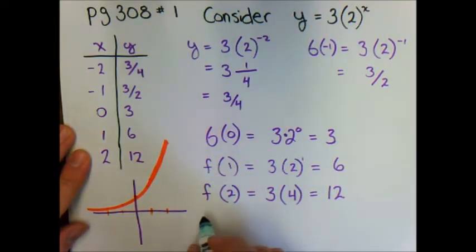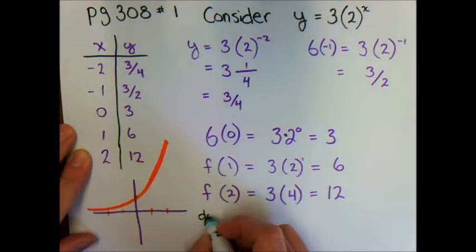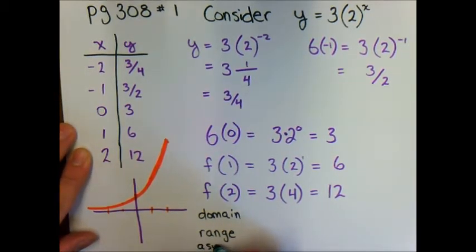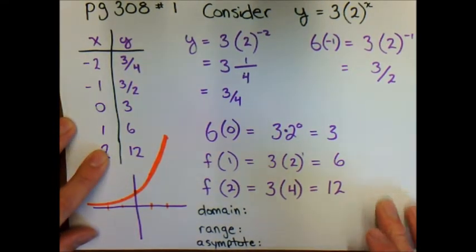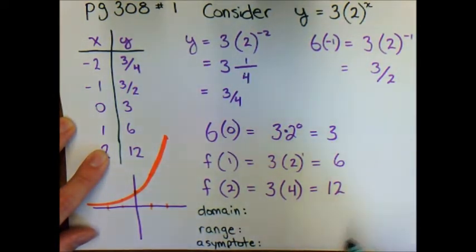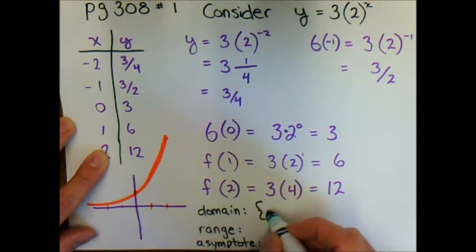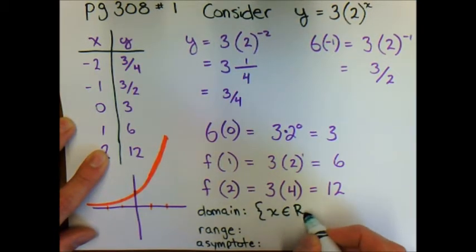I'm going to squeeze b into this little area here. B asks us to identify the domain, the range, and an equation for the asymptote. Okay, first the domain. Well, there's no restriction on the domain here. I can sub in any value of x here. So there's my domain, x element of the real.